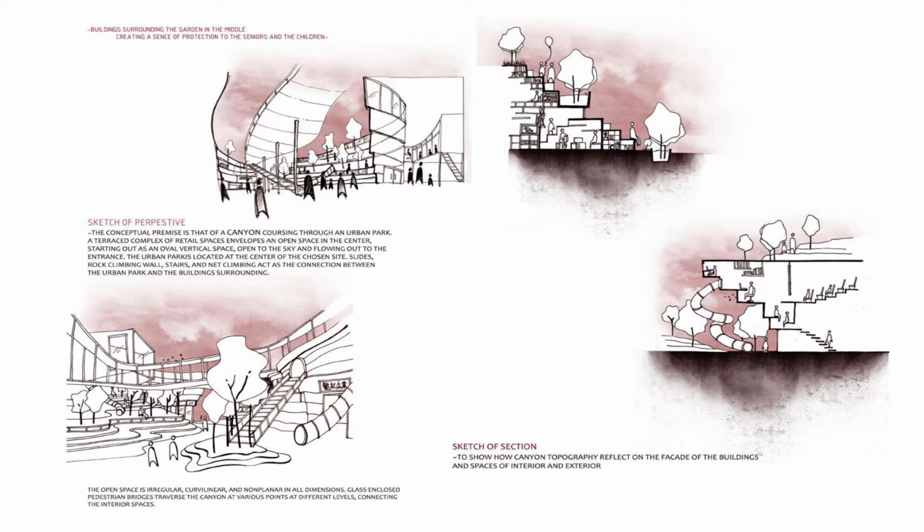This one is the design concept of my project 3. My first design is to create a canyon crossing through an urban park. The urban park is located at the center of the building, and the buildings surrounding the park create a sense of protection for the seniors and also the children. As you can see, the open space is irregular, and the right hand side is the sketch of a section to show how the canyon topography is reflected on the facade of the building and the interior and exterior spaces.